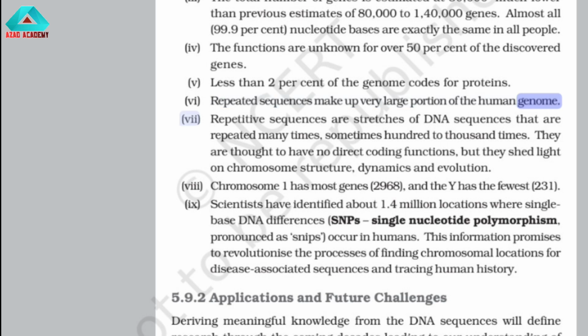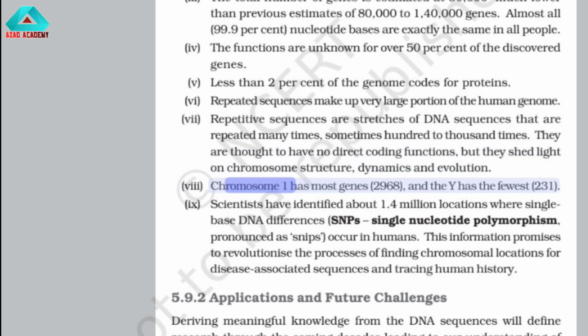7. Repetitive sequences are stretches of DNA sequences that are repeated many times, sometimes 100 to 1,000 times. They are thought to have no direct coding functions, but they shed light on chromosome structure, dynamics, and evolution.